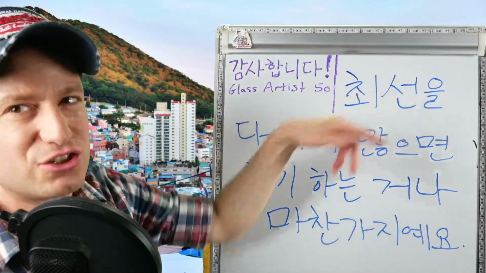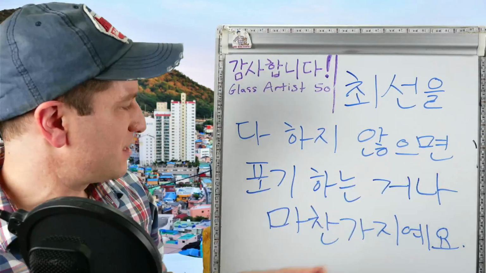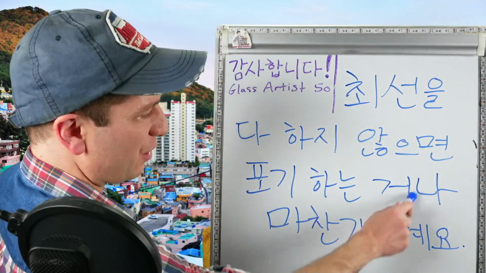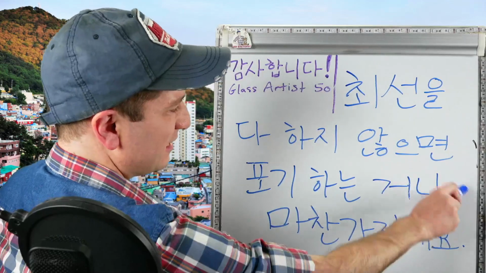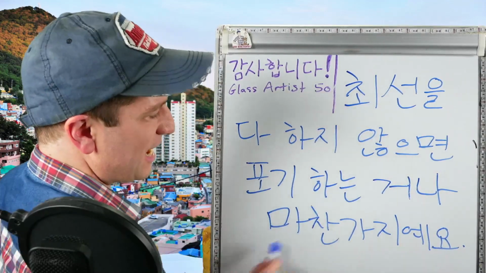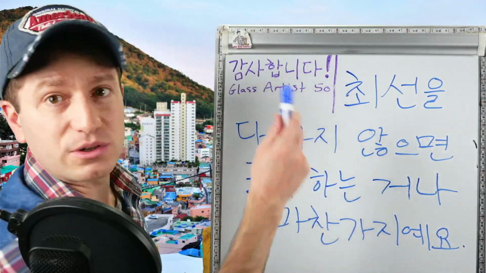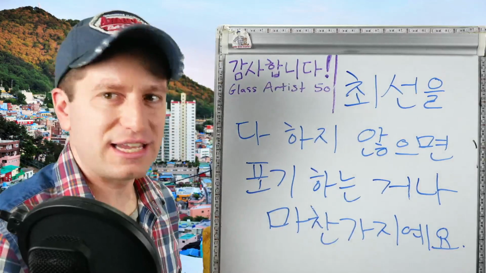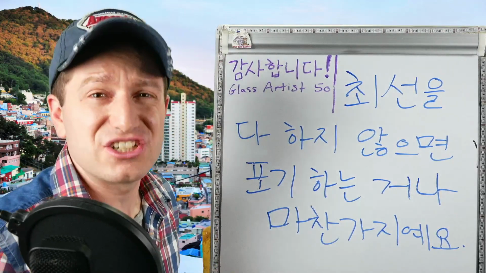최선을 다하다 means to do your best, to give it your all, to try your hardest. If you don't try your best, well then, 포기하는 것, giving up. The noun version of 포기하다, to give up. 포기하는 거나 마찬가지예요. It's the same as giving up if you don't do your best. So if you don't do your best, it's the same as giving up, or more naturally, if you're not going to try your best, you're practically or you're basically just giving up.